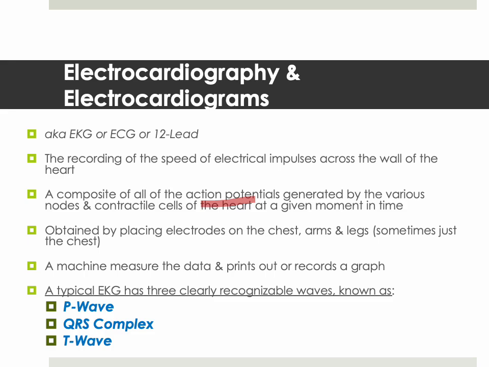And now let's talk about how the EKG is done. So it will be placed using electrodes on the chest, arms, and legs. And this is when it's done with a 12 lead EKG, okay?